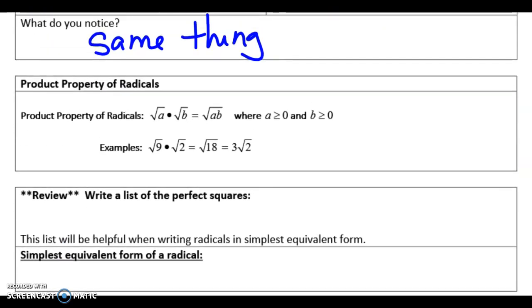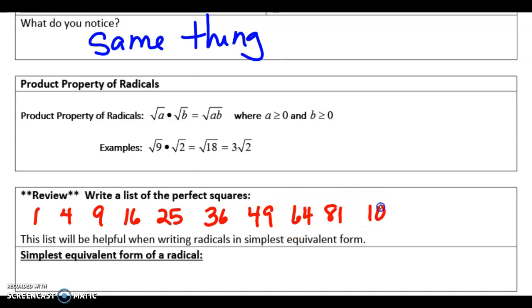We do need that list of perfect squares. So 1 times 1 is 1, 2 times 2 is 4, 3 times 3, 4 squared, 5 squared, 6 squared, and so on. And we're going to use this list to help us simplify radical expressions. And obviously there are infinite perfect squares. I just wrote the first 12, but those are the most frequently used ones that we're dealing with.